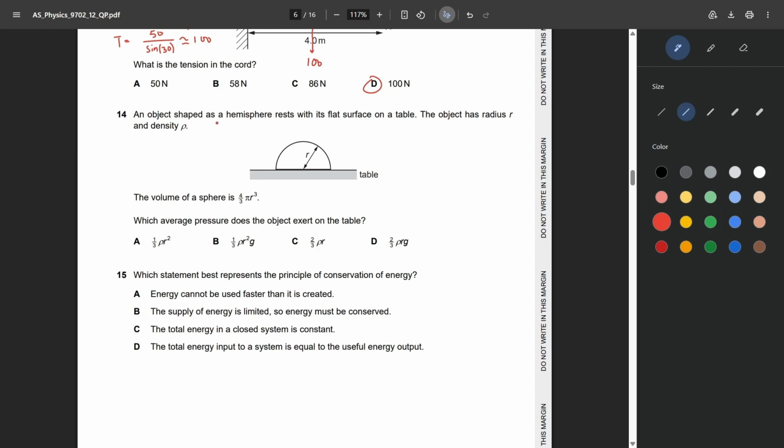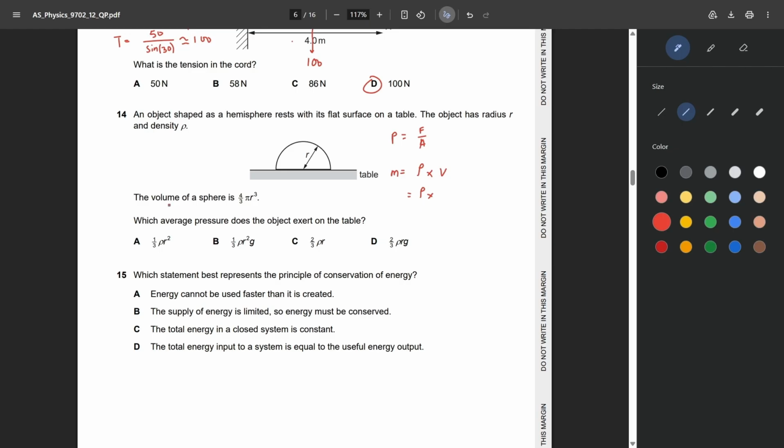An object shaped as a hemisphere rests with its flat surface on a table. The object has radius r and density rho. The volume of a sphere is given here. Which average pressure does the object exert on the table? Now pressure is force over area, and force in this case will be the weight of the object. So to find the weight, we need to find the mass, right? Mass in terms of density and volume is density multiplied by the volume. Density is given as rho, and the volume of a sphere is 4 by 3 pi r cube.